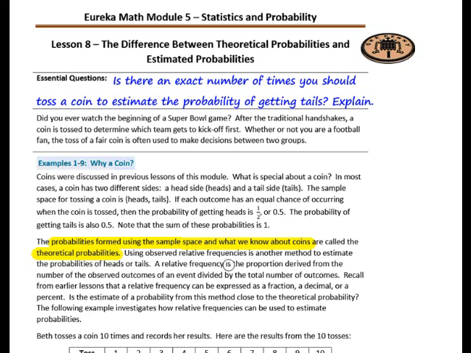A relative frequency is the proportion derived from the number of observed outcomes of an event divided by the total number of outcomes. Recall from earlier lessons that a relative frequency can be expressed as a fraction, a decimal, or a percent. Is the estimate of a probability from this method close to the theoretical probability? The following example investigates how relative frequencies can be used to estimate probabilities.